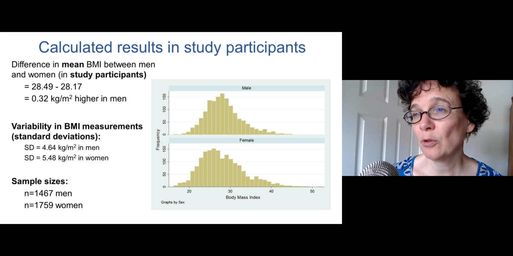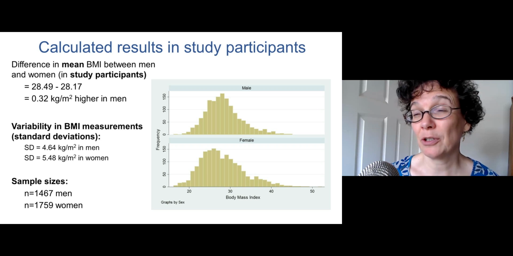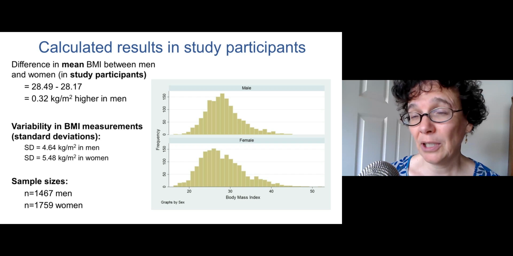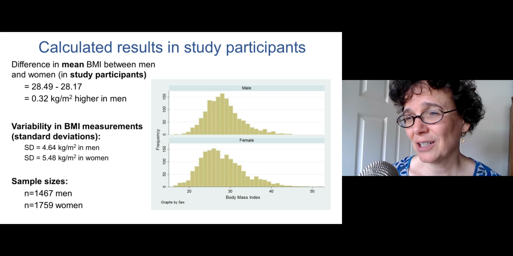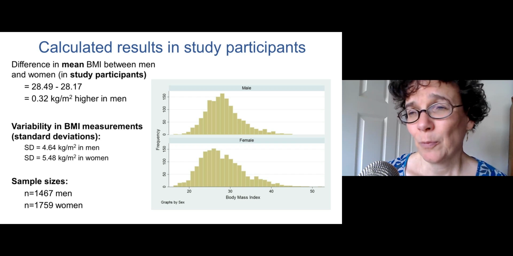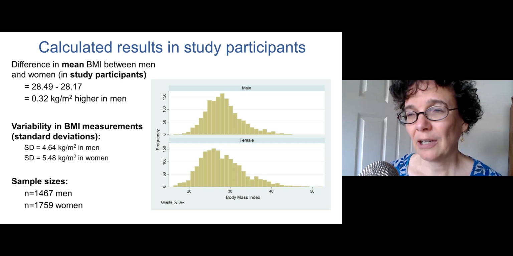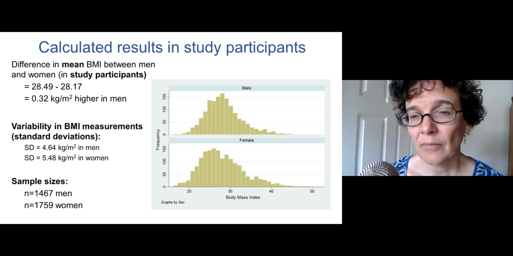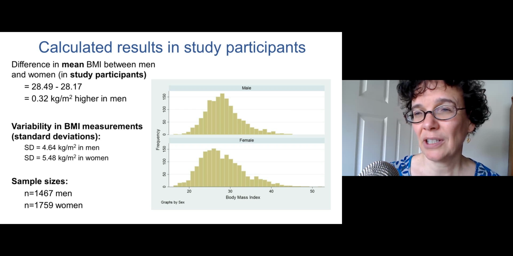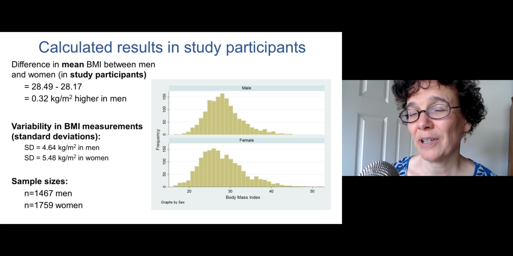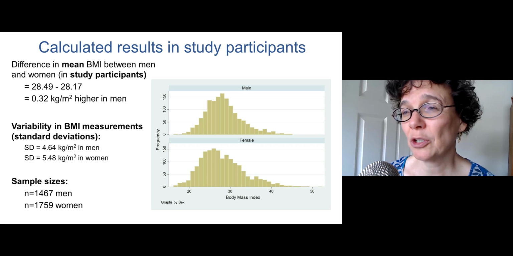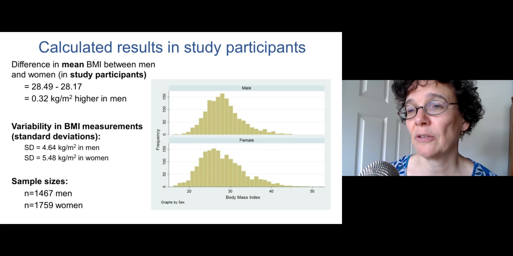Most people with a normal distribution are going to lie within around 2 standard deviations of the mean, between about 18 and 38, although some are going to be further outlying than that. The sample size is around 1,500 in each group. What you can see is there's a very substantial overlap in the distribution of BMI between the two genders, so there really isn't all that much difference between them. The difference in mean, 0.32, is very much smaller compared to the spread of BMI in each gender.